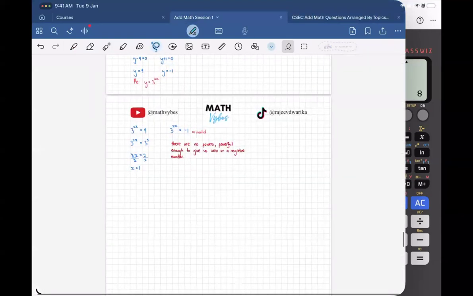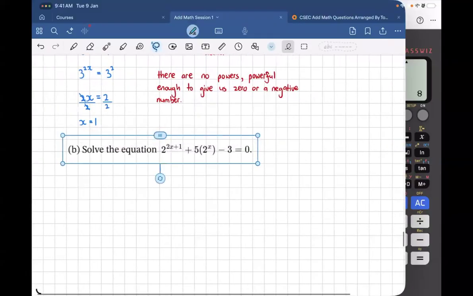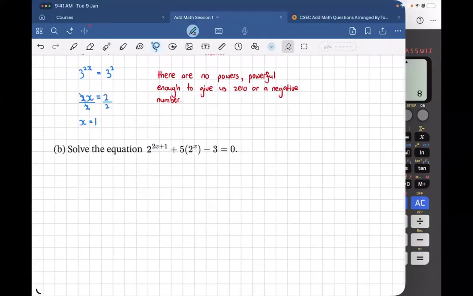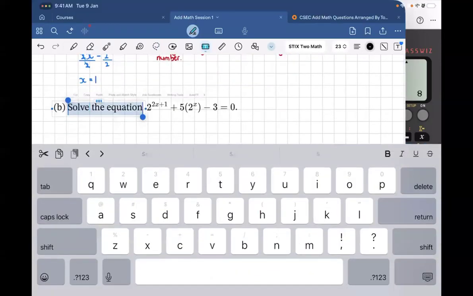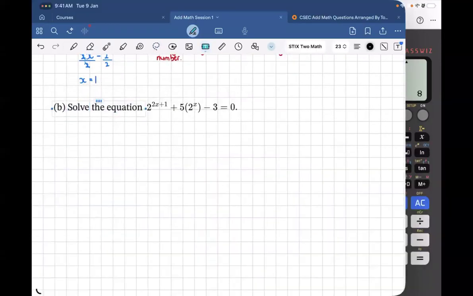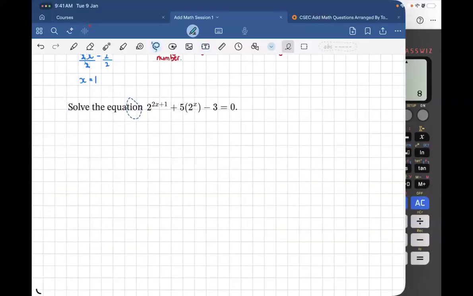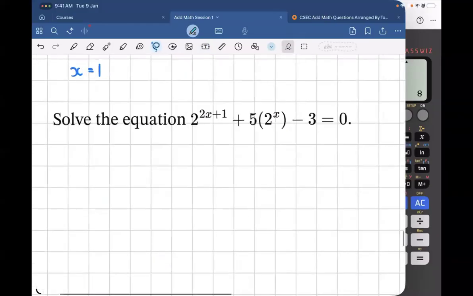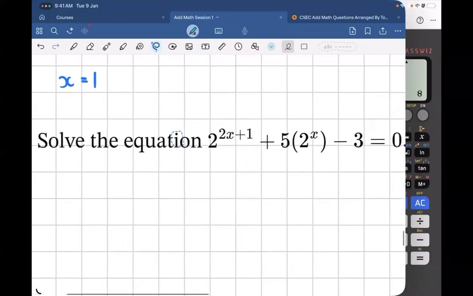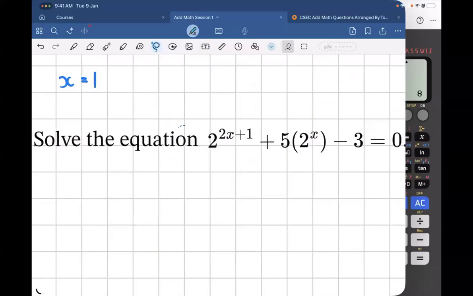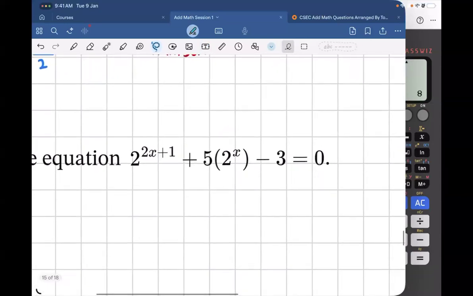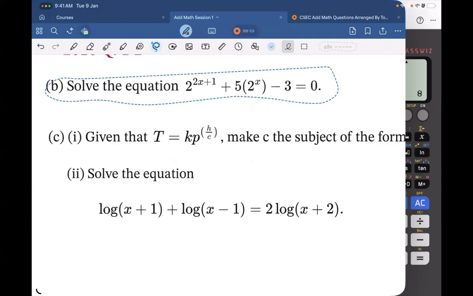So this might be a bit crazy, but I've given you all 5 minutes to at least try something so I can see what you come up with. I will give you some hints and some advice. Shay, you see how we have 2 to the power 2x plus 1? Maybe you should try to break it up using your rules of indices.